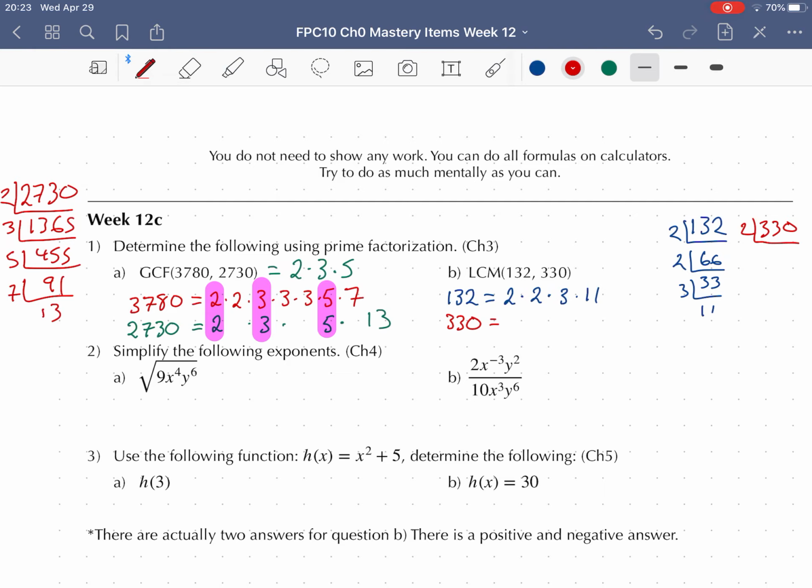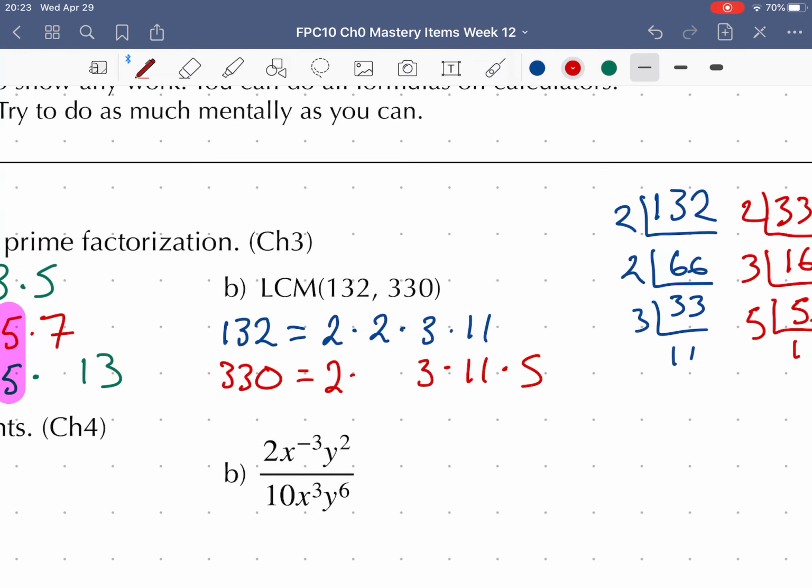And now let's do 330. We can divide it by 2 to get 165. We can divide it by 3 to get 55, divided by 5, and we get 11. So it's equal to 2 times 3 times 11 times 5. Now I did it in a little different order so that our numbers would match up.